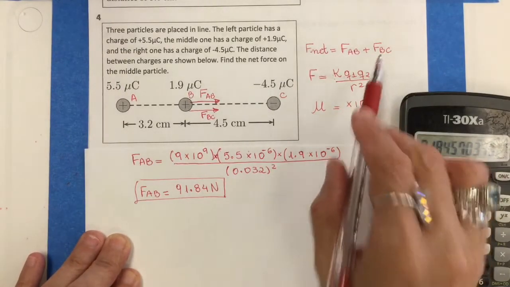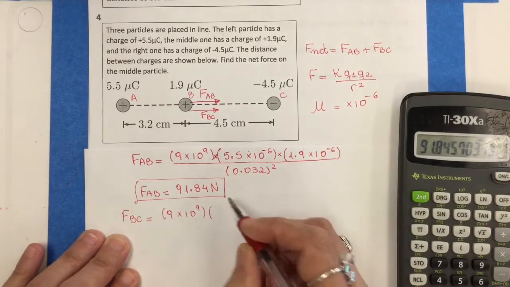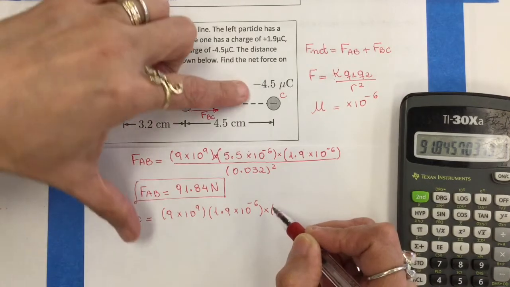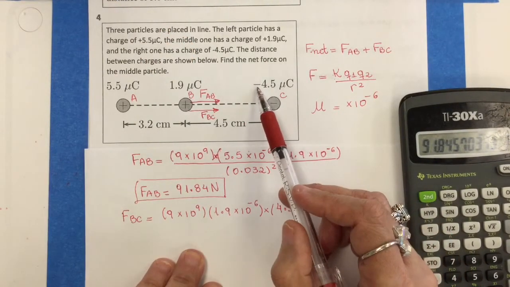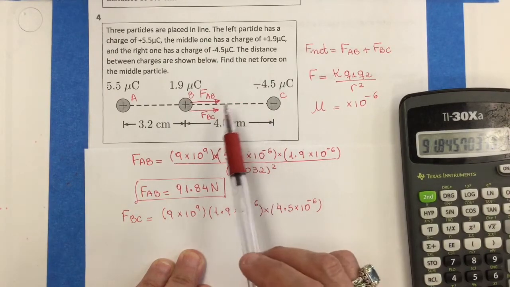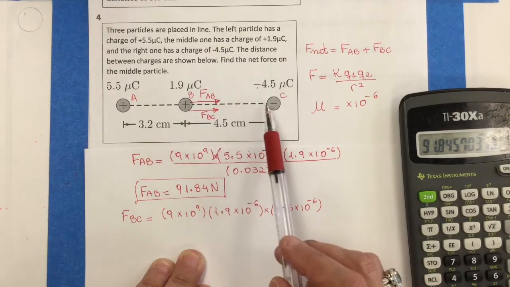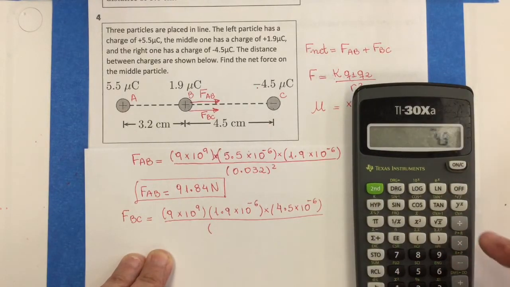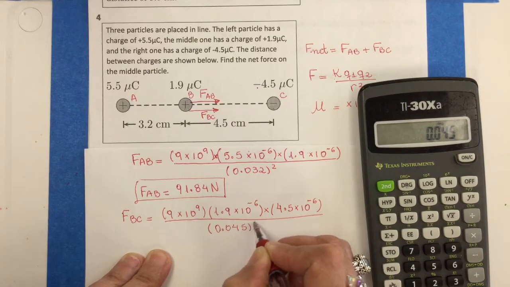We need to find the second force. So FBC is 9 times 10 to the 9, B is 1.9 times 10 to the minus 6, times C, which is 4.5 times 10 to the minus 6. Notice that I'm not using the negative number in this formula. The only purpose of the sign is to determine the direction of the force between those charges. Since this is negative and this is positive, there will be a force of attraction between both charges. Divided by the distance, 4.5 centimeters divided by 100, that's how you convert, is 0.045 squared.